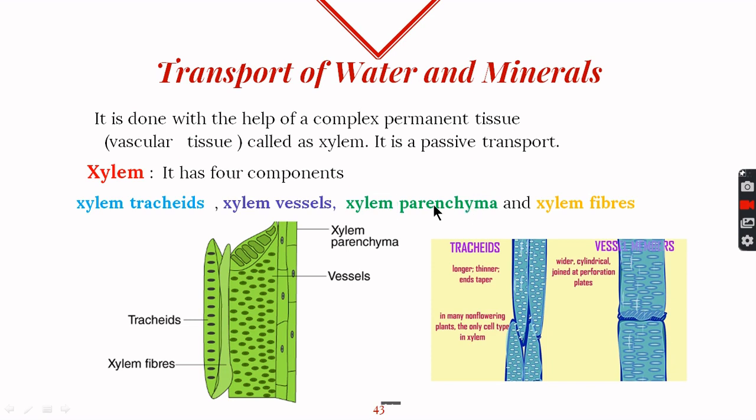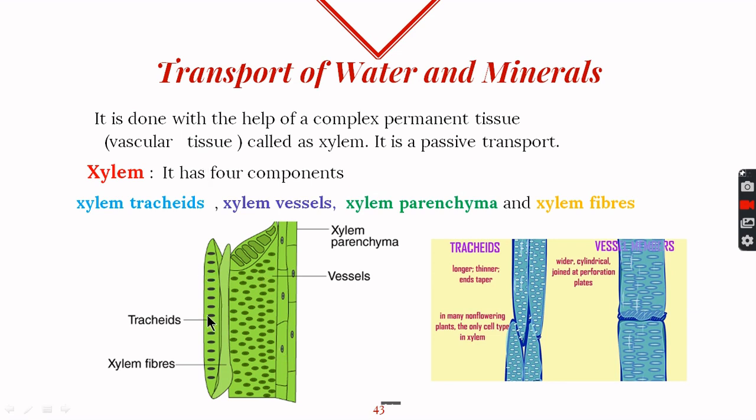The function of xylem parenchyma is to store food or water, or sometimes it helps in the sideways conduction of water. Xylem fibers simply provide mechanical strength, and the other two components, that is xylem tracheids and xylem vessels, are responsible for the upward movement of water.